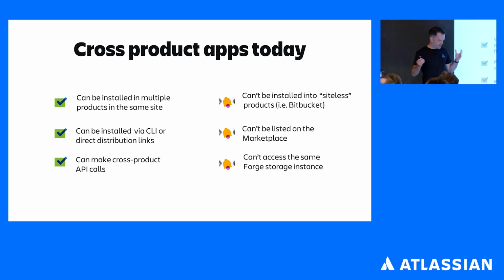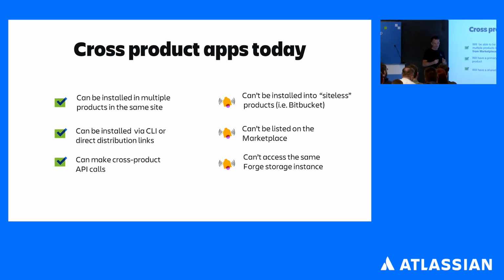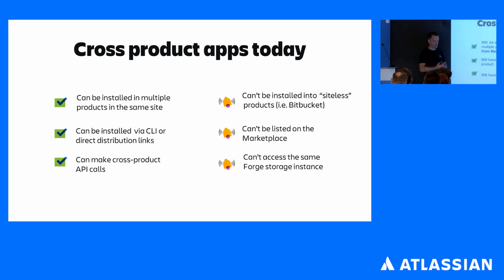Cool. And so what are we going to do as a first step? The first milestone we're shooting towards and working on at the moment is we're going to solve that core problem of being able to install into multiple apps in the same site and get that up to Marketplace. So step one is probably finally just being able to have a Jira and Confluence app. That's going to be possible. Compass comes along for the ride, and also the Teamwork Graph as well. So, yeah, that's our first step.